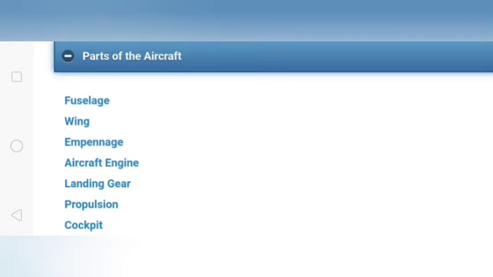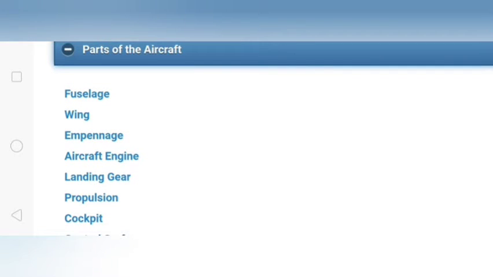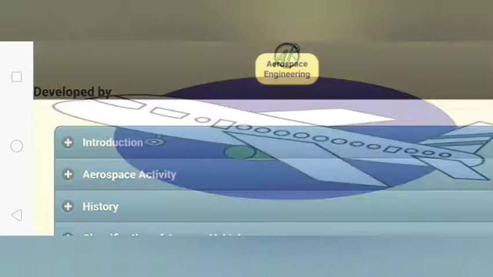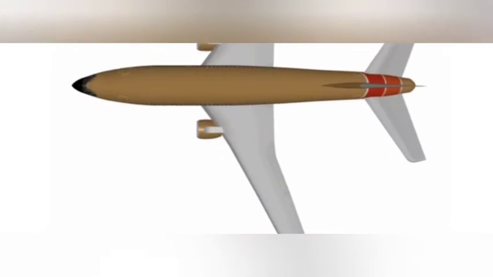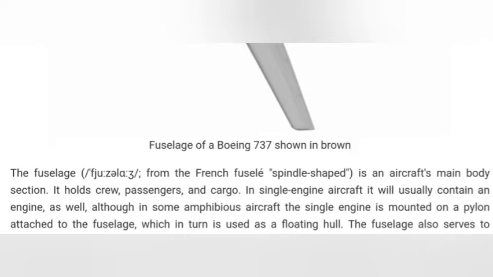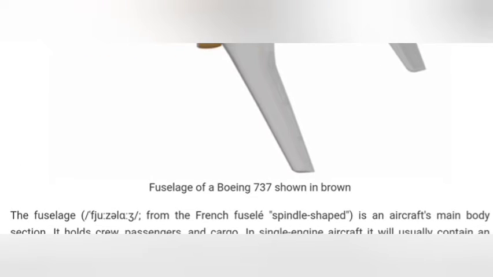Parts of the aircraft. The parts of the aircraft are fuselage, wing, empennage, aircraft engine, landing gear, propulsion, cockpit, and control surfaces. First, we will see the fuselage. Fuselage. The picture shown is the fuselage of a Boeing 737 shown in brown.